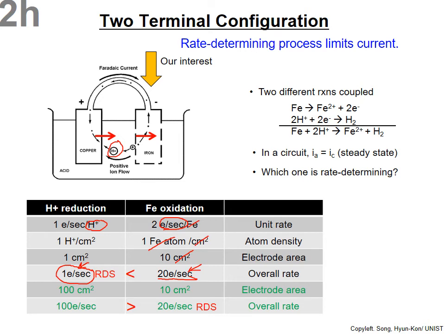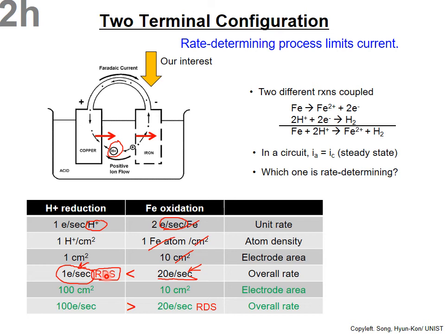So I can say proton reduction is the rate determining step. Okay, so let me change to the laser pointer. So again, on the copper electrode, only 1 electron is consumed per second.